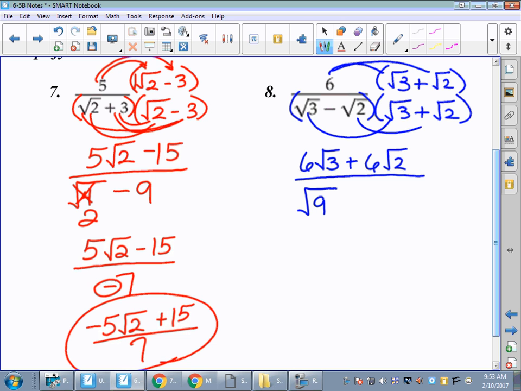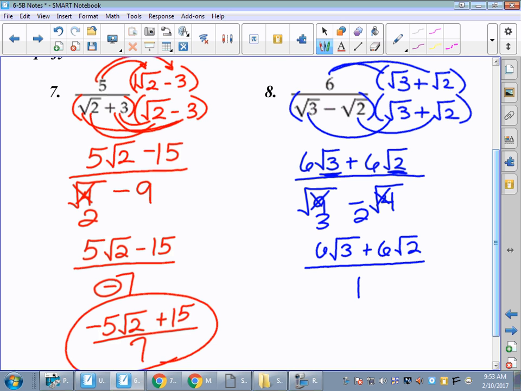My last terms, negative square root of 4. So I really can't do anything to the top. I can't combine those because one's a square root of 3 and one's a square root of 2. Those are different decimals. So I'm going to leave it as 6 root 3 plus 6 root 2 over 3 minus 2, which is 1. So actually, I wouldn't even write the denominator. And there you have it.